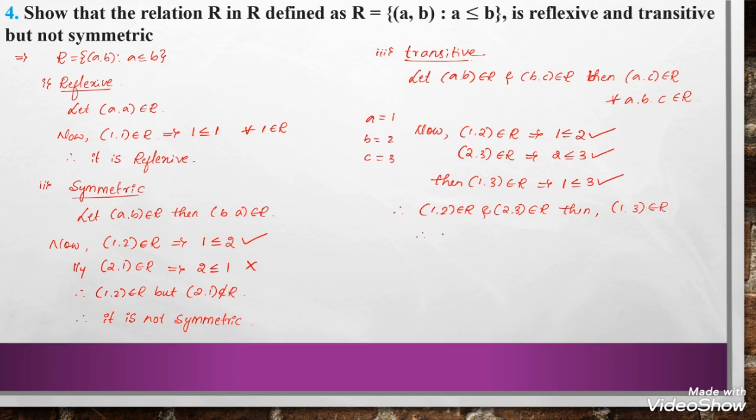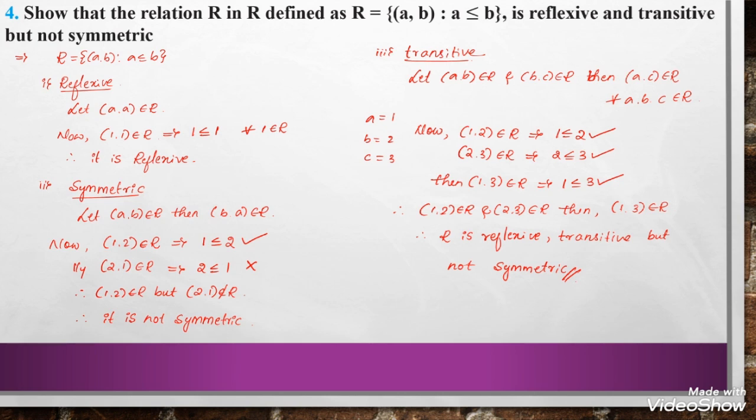Therefore, R is reflexive, transitive, but not symmetric. Okay, but not symmetric. Hence the solution of the given problem.